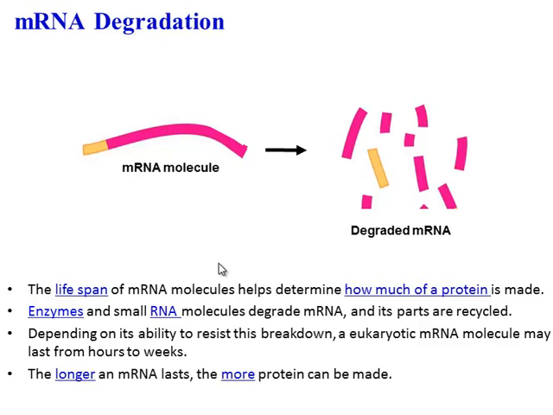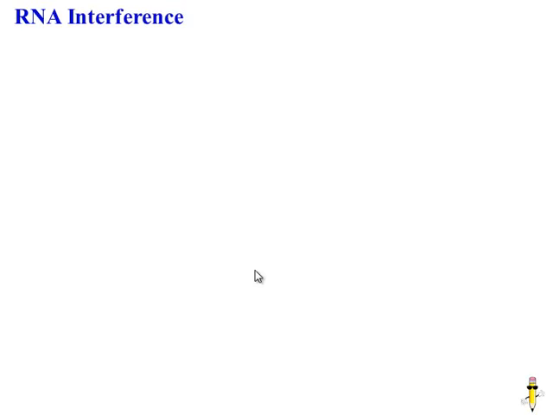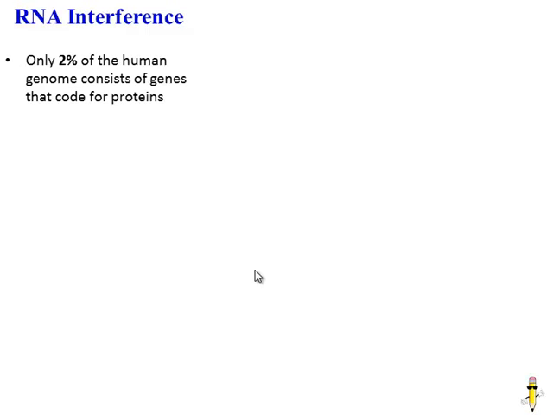So if a cell needs a lot of a particular type of protein, it won't degrade the mRNA right away. If a cell only needs a little bit of protein or the environment changes and it doesn't need that protein anymore, it can respond by breaking down the mRNA into little pieces so that we don't get any more protein. And there's a specific mechanism involved in degrading mRNA. It's called RNA interference. And this is a hot topic in science right now.